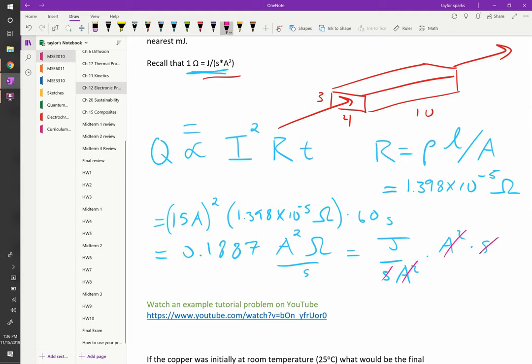Your answer right now is in joules. So to get this right, all you have to do is multiply that by 1,000 because we want millijoules. So I get 188. I guess round it up to be 189 millijoules. Okay? Any questions?